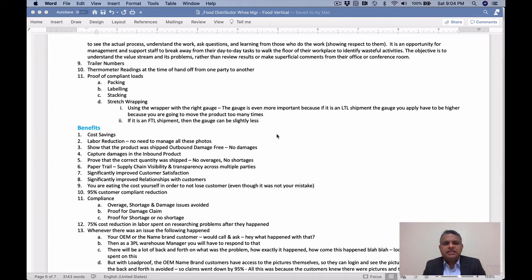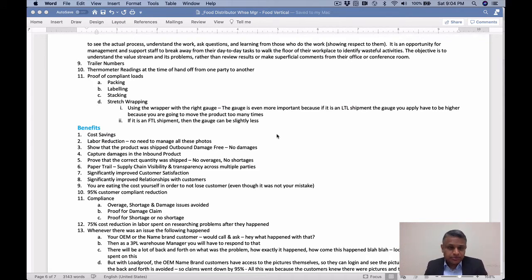The objective is to understand the value stream and its problems rather than review results or make superficial comments from their office or conference room. That's very important because you don't get to see the real difficulty in performing the job or the extraneous steps they're performing.